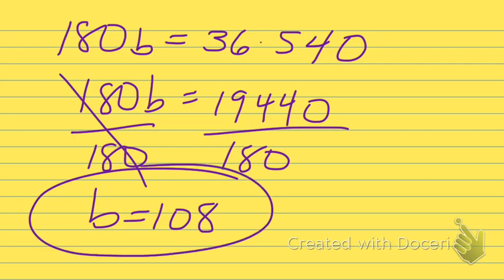We can check. 36 really is the biggest number that evenly goes into 108 and 180. 540 really is the least common multiple of 108 and 180. Done.